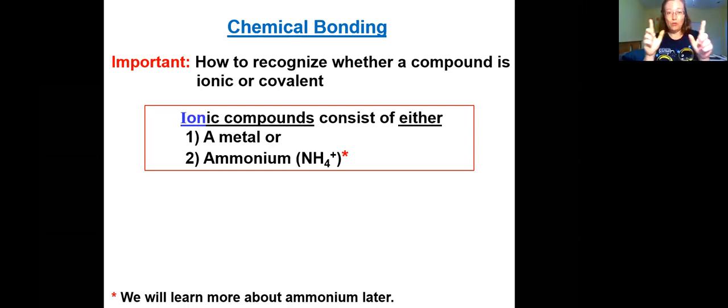I wanted this to be in one easy box for you, though, where you'll always be able to refer to it. Given a name or a formula for a compound, I will automatically be checking: does it have a metal, or does it have ammonium, NH4? If so, it's ionic.